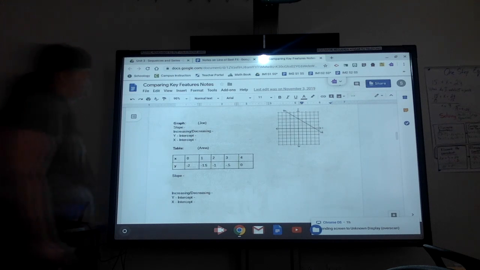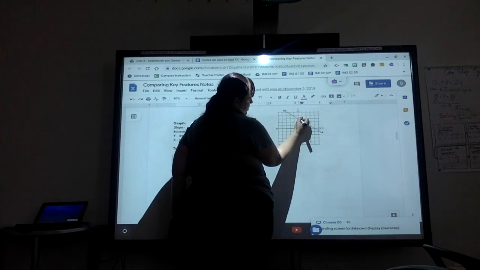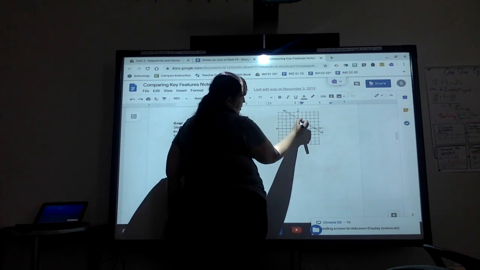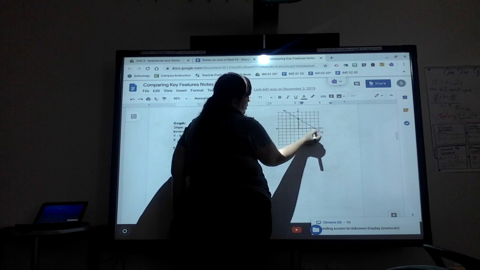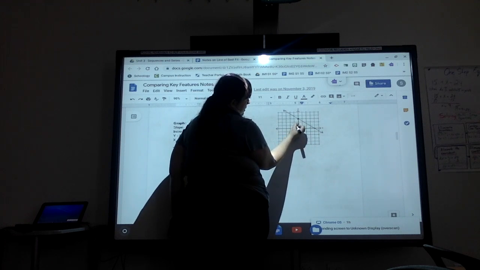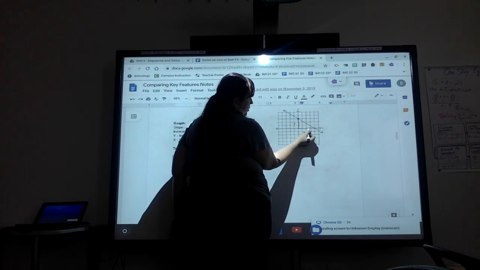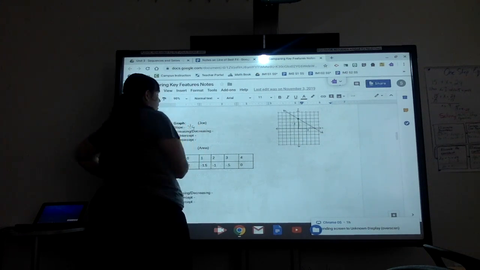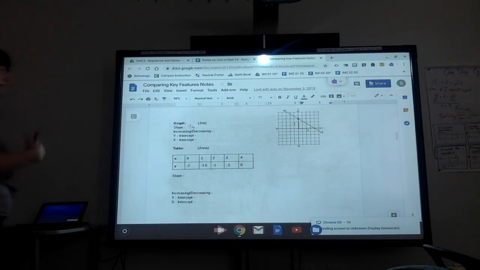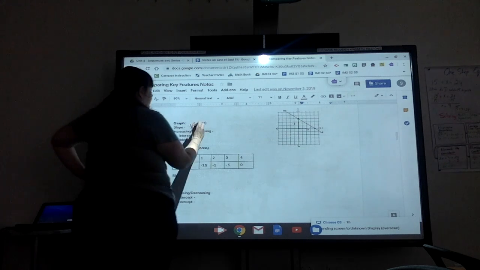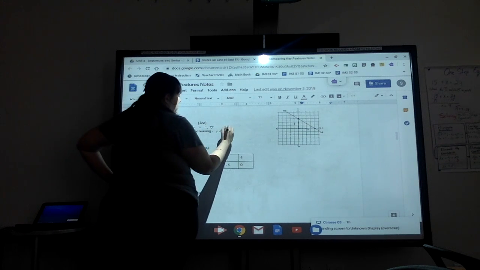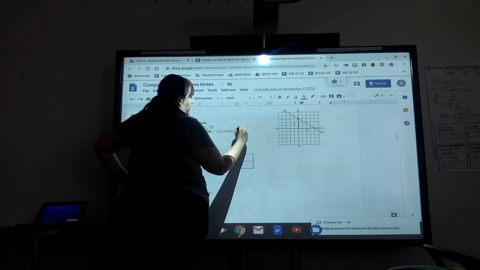So to figure out slope, first I have to find 2 points that cross perfectly. This one does, and this one. So between these 2 points, I'm going to make my triangle. It's down 1, 2, 3, so that's negative 3, and then it went over 1, 2, 3, 4. So his slope is down 3 over 4. He removed 3 inches in 4 seconds, which, if I put into a calculator, is negative 0.75. So he's decreasing because his slope is negative.